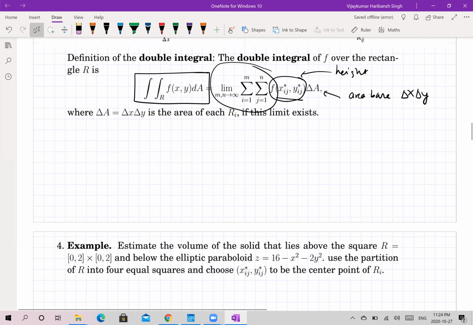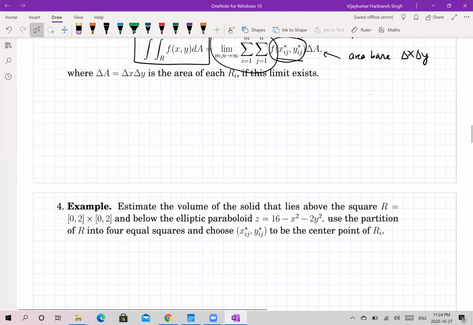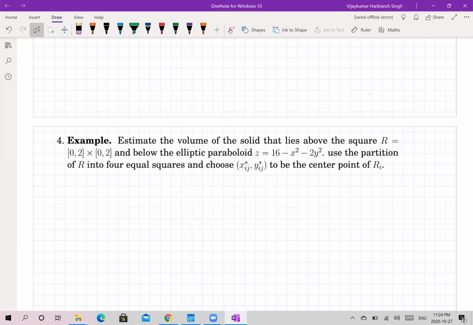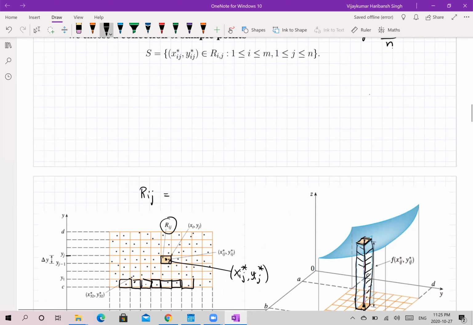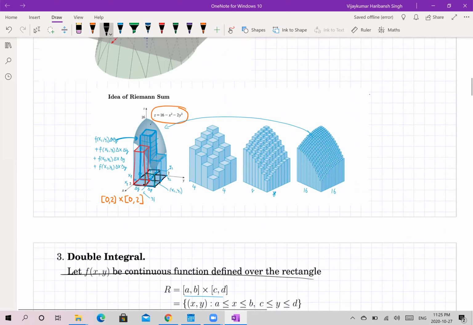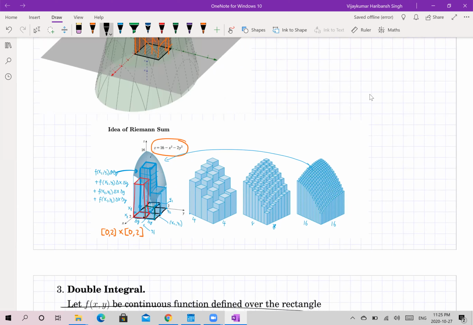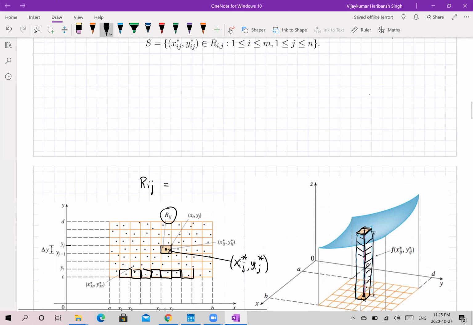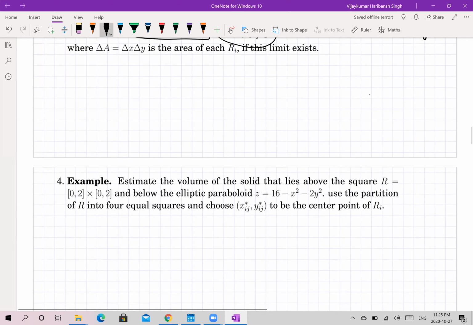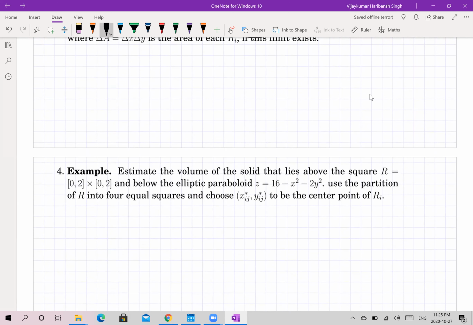Okay. So now let's work it out with an example. Estimate the volume of the solid that lies above the square R, [0,2] cross [0,2], and below the elliptic paraboloid. This is the same elliptic paraboloid we are talking about, z equals 16 minus x squared minus 2y squared. And we are asked to use the partition of R into 4 equal squares and choose xi j, yi j to be the center of each.